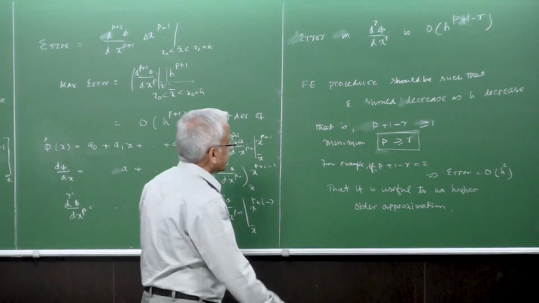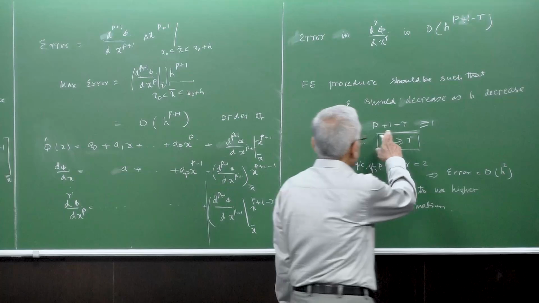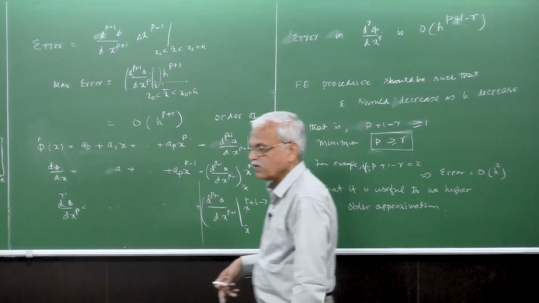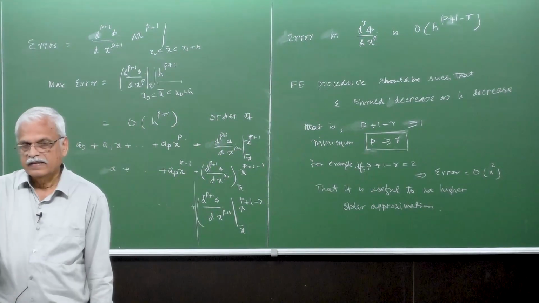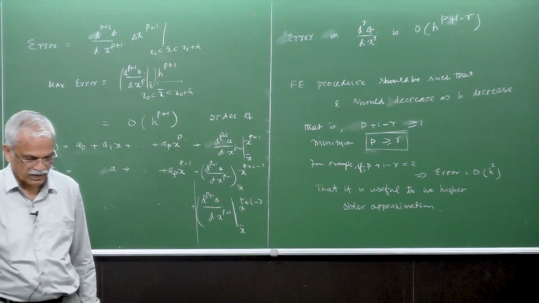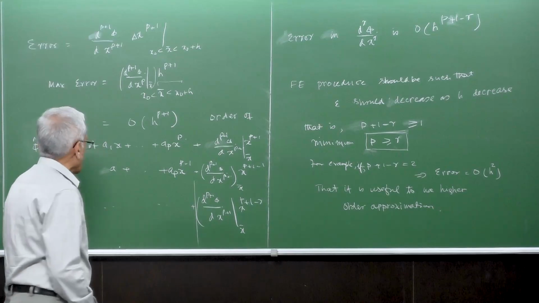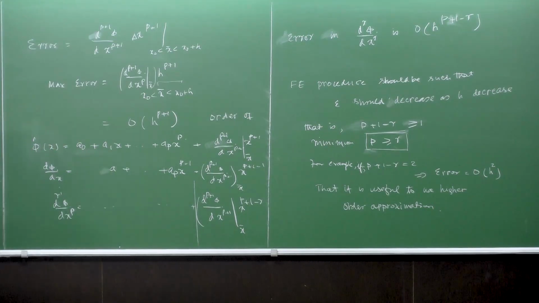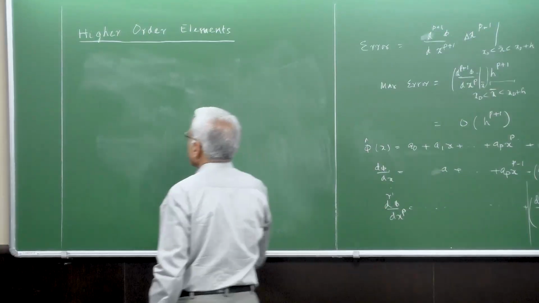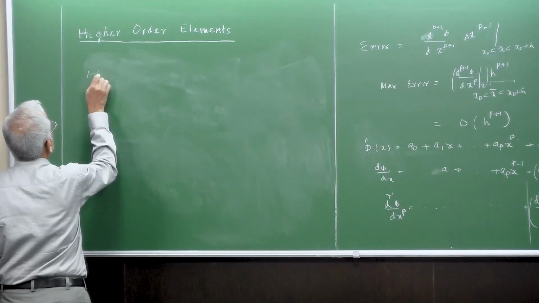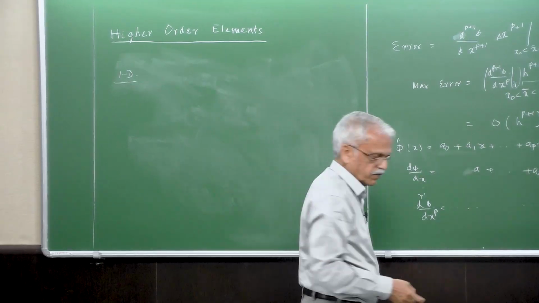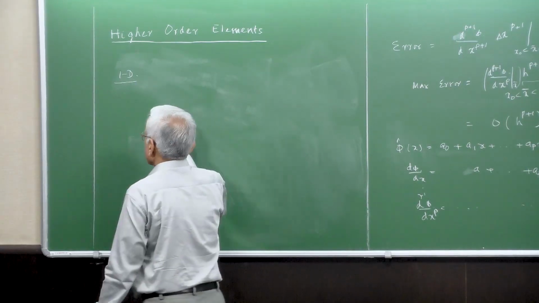Just to put it in a nutshell again, the minimum is p equal to r. We would like to use a polynomial at least one more than r, so that your error will reduce faster. Now let us look at how we develop higher order approximations for 1D and possibly for 2D. So let us do 1D. We are not really going into any particular application at this moment.